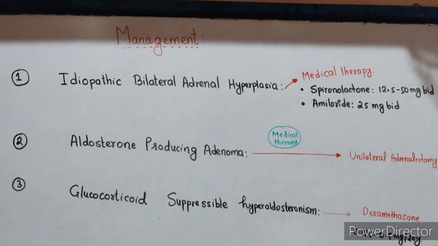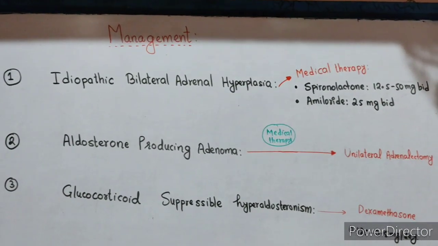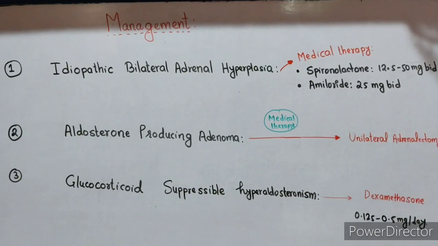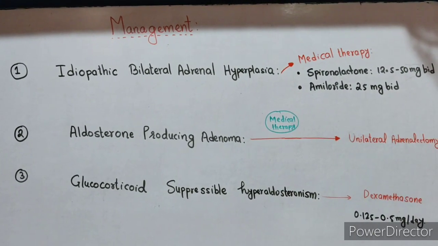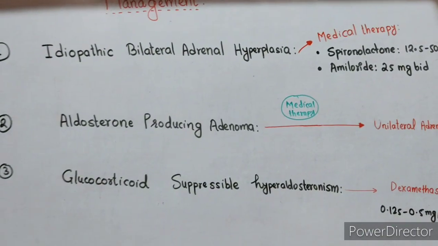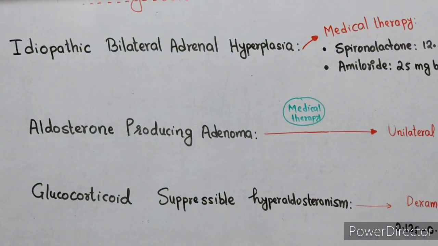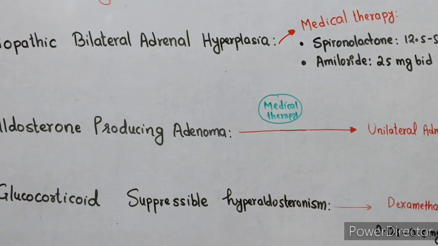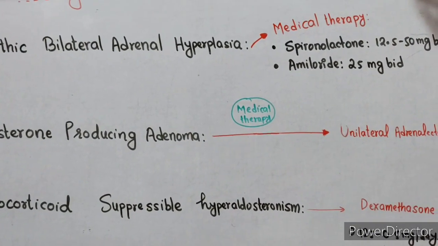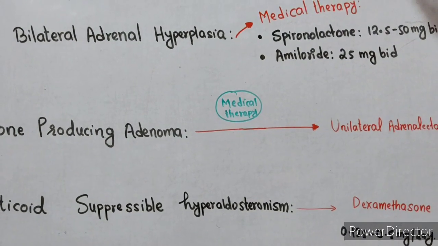Management of primary hyperaldosteronism depends on the cause. So according to the cause, the treatment will differ. Let's start from the most common cause, idiopathic bilateral adrenal hyperplasia. In this disease, surgery is not indicated. Medical therapy is given, either spironolactone or amiloride.